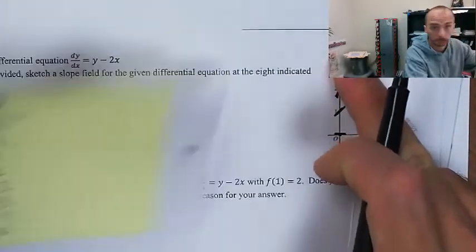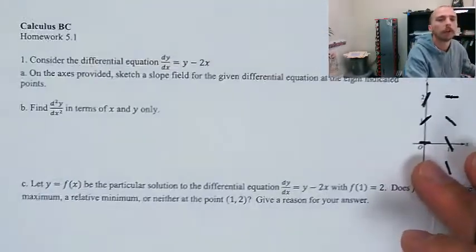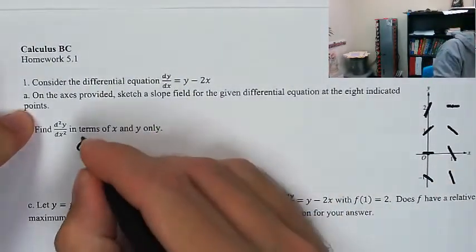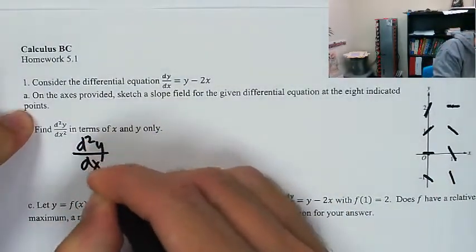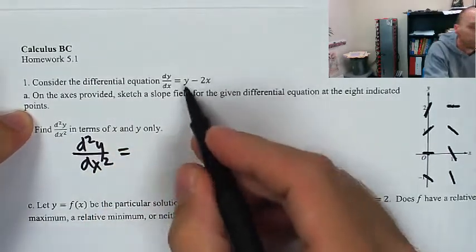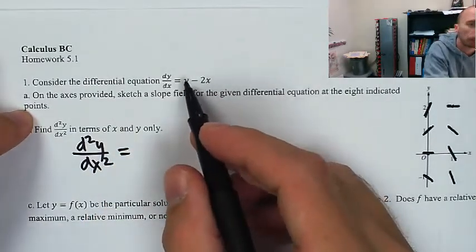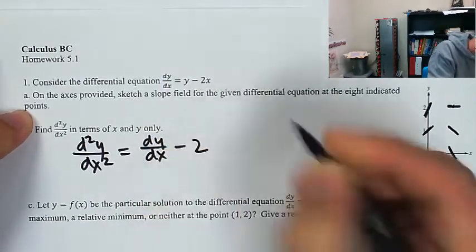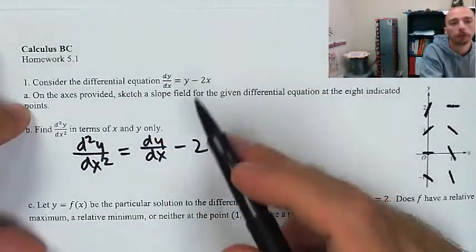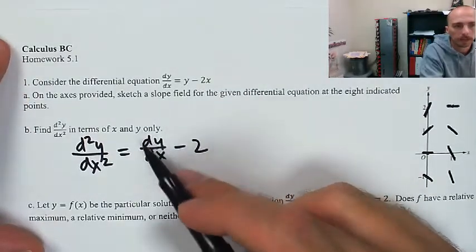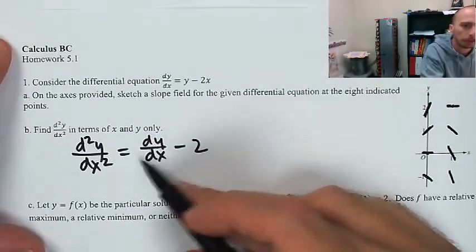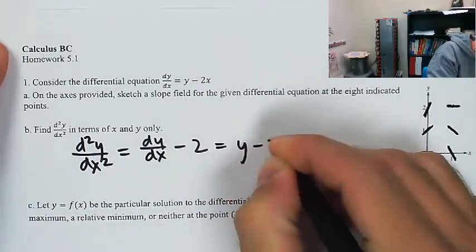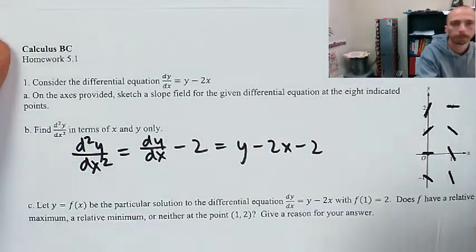The second part is, look at it, find the second derivative. Okay, we can definitely do that. The second derivative is going to be equal to the derivative of this thing with respect to x. So the derivative of y with respect to x is dy/dx, minus the derivative of 2x with respect to x, which is 2. But it said in terms of x and y only, so we need to substitute back for dy/dx. dy/dx is y minus 2x, so this is y minus 2x minus 2.